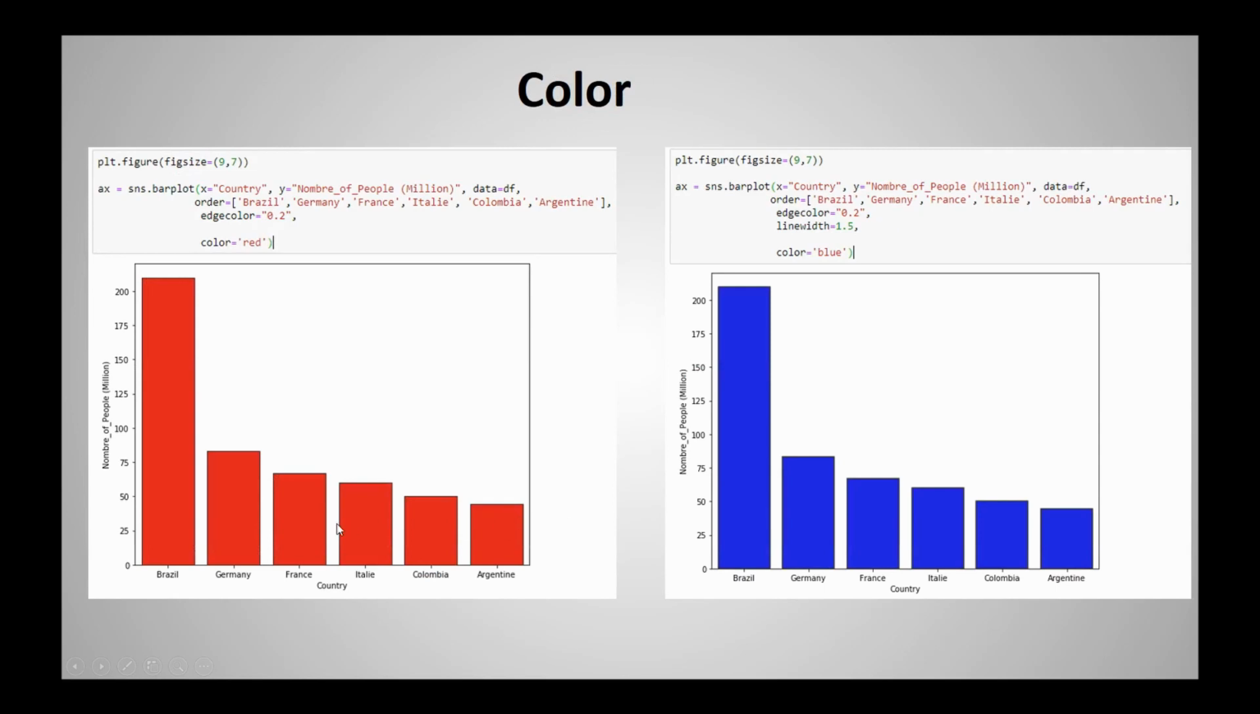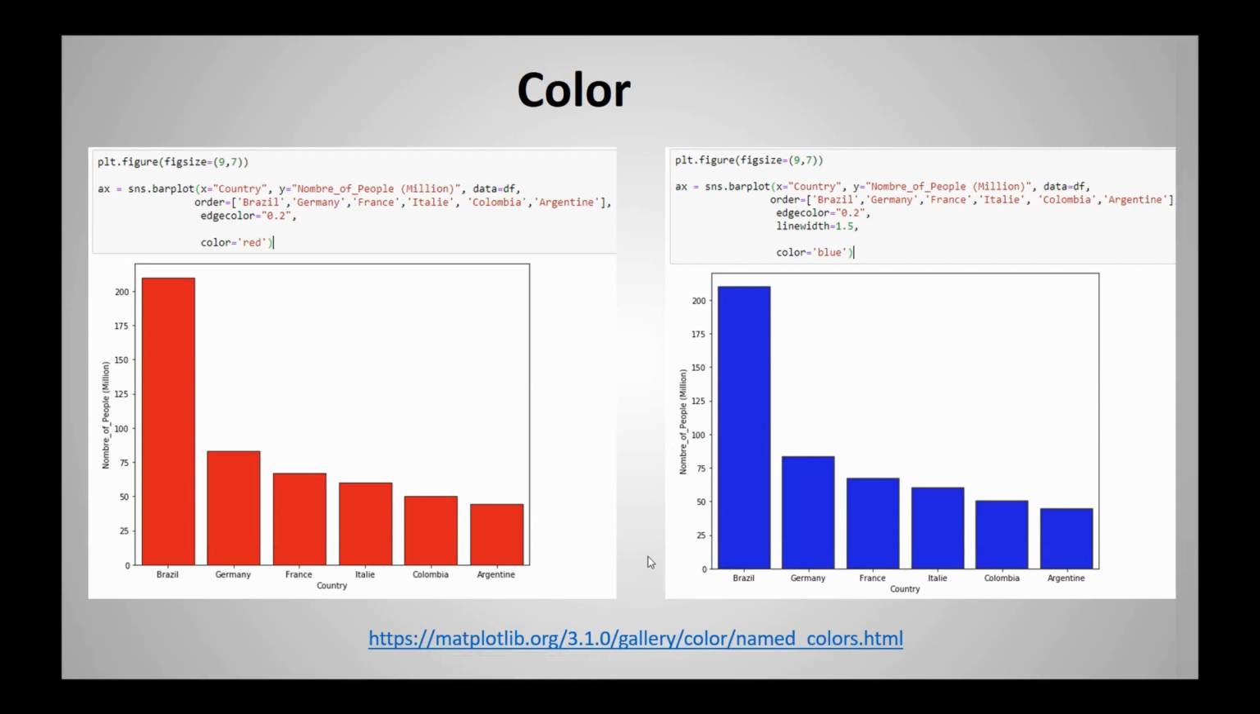If we want to change the color of our bars, we can do that with the color parameter, in which we can pass the color that we want. I will put a link in the description of this video, where you can find all the colors that you can use for your plot.